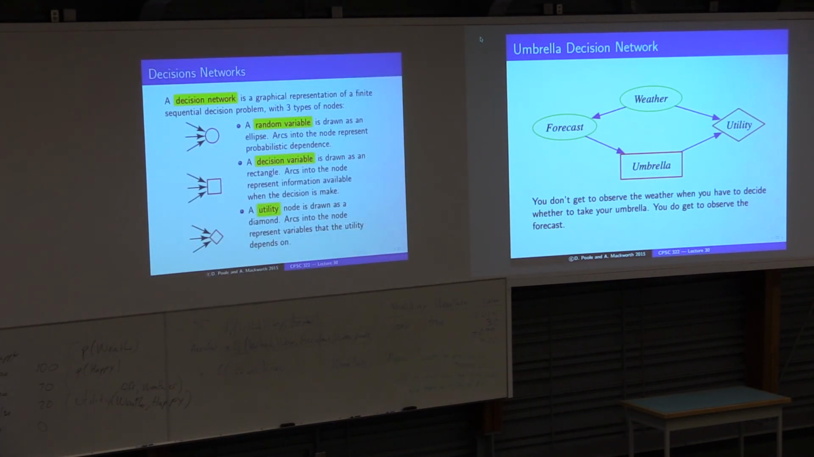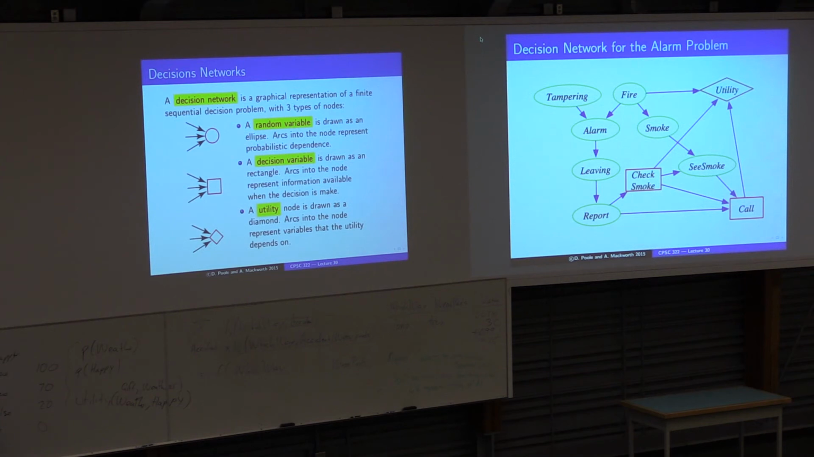Okay, here's another example. Here's the same fire alarm tampering leaving report. There are two decisions I get to make. Let's look at this bottom right one. Here I get to call the fire department, and that depends on my report. But I also have a first decision, so there are two decisions.